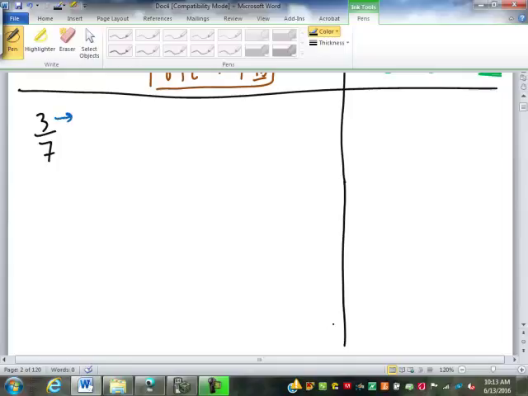So let's review. The top number of a fraction is called the numerator. Very good. And the bottom number is the denominator, perfect.